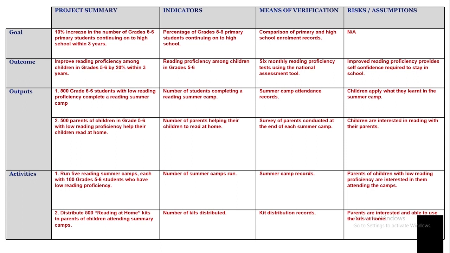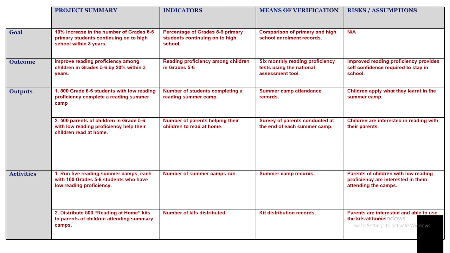So you've understood, you've created that logic: for me to achieve this outcome of improving reading proficiency, I'll have to have 500 grade 5 to 6 students complete a reading summer camp, and I'll have to have their parents also help them in their reading at home.